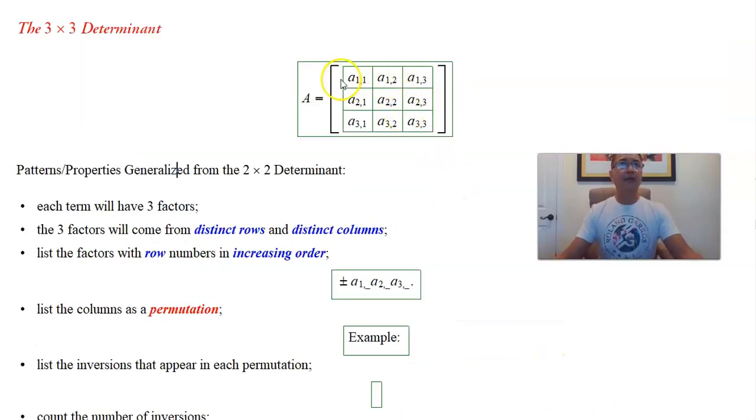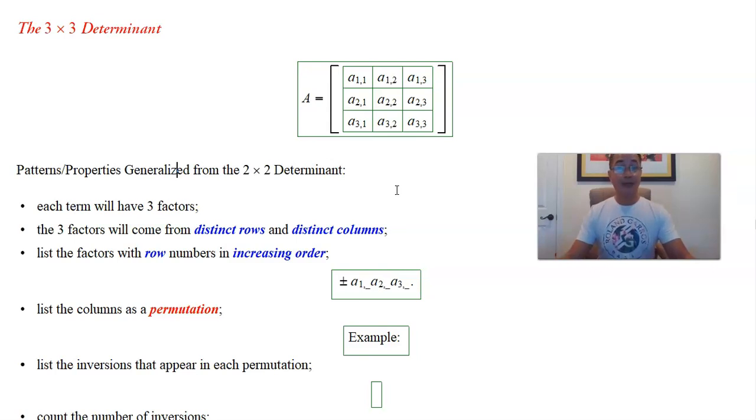Okay, so for a 3 by 3 determinant, let's write out the matrix just like we did for a 2 by 2, where we have the row and the column subscripts. So here we are in row 1, row 2, row 3, and look at the column numbers, column 1, column 2, column 3. So what are some of the patterns and the properties that we will generalize from the 2 by 2 determinant and apply it to the 3 by 3?